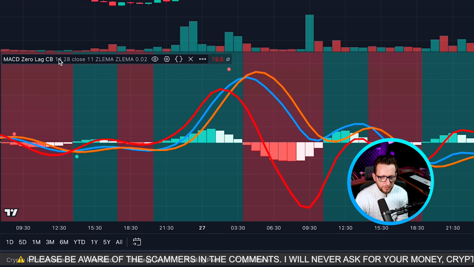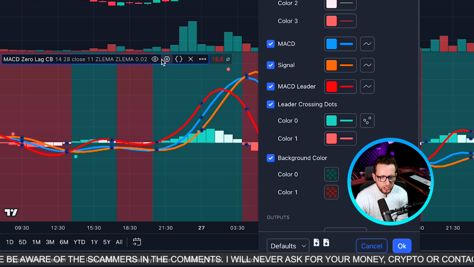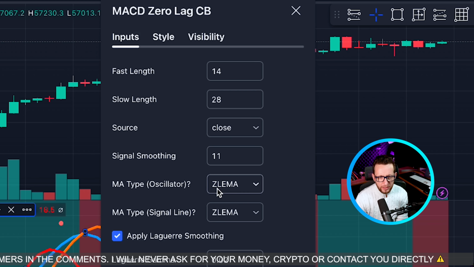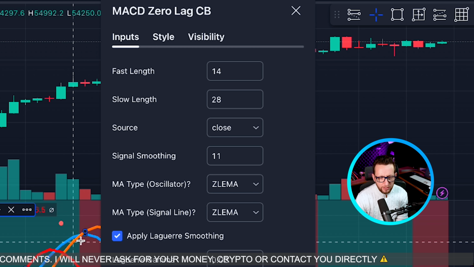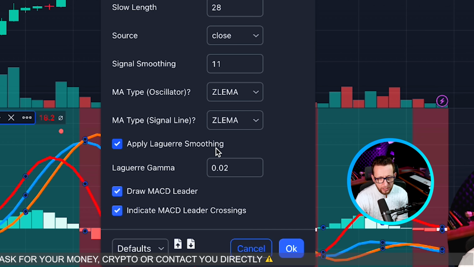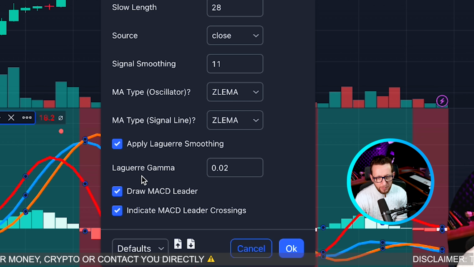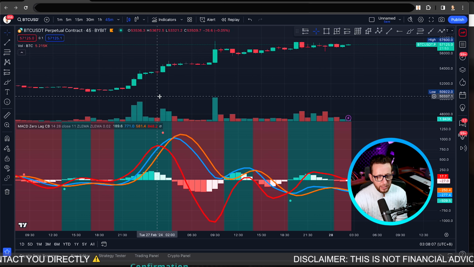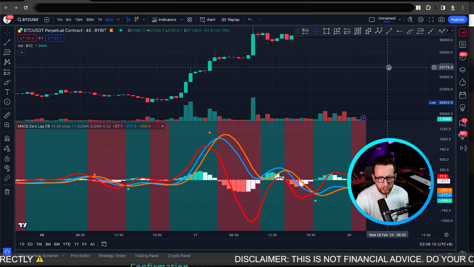In the settings, if I go over to the settings here, I have actually left everything as default and haven't changed anything. We're actually using the zero lag EMA for our trend lines here, and we're using the apply Laguerre smoothing with a gamma of 0.02. So I'm now going to go and add a couple more indicators for our trend direction and things like that.